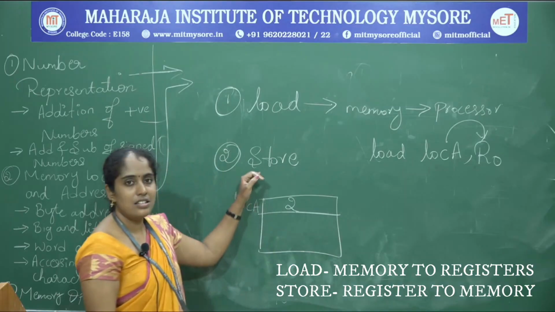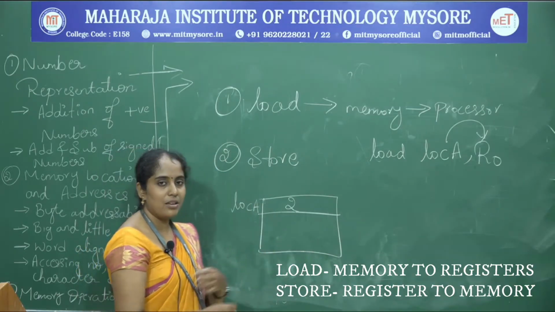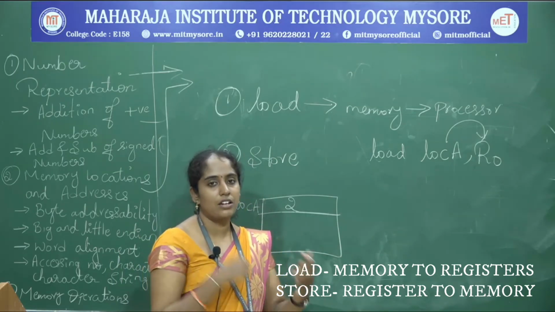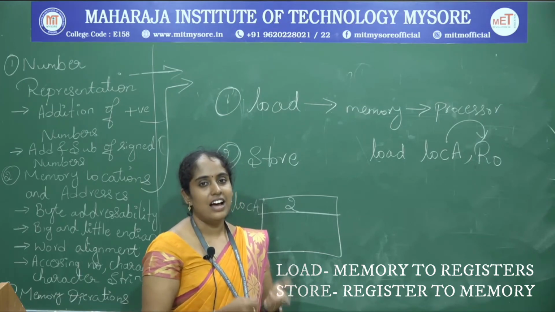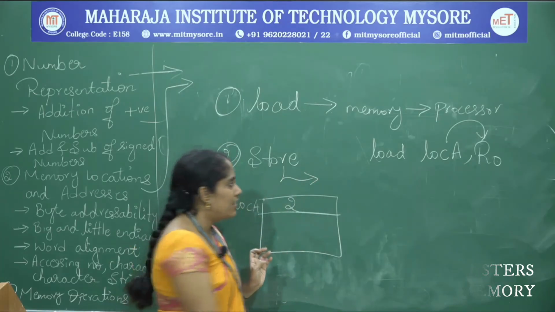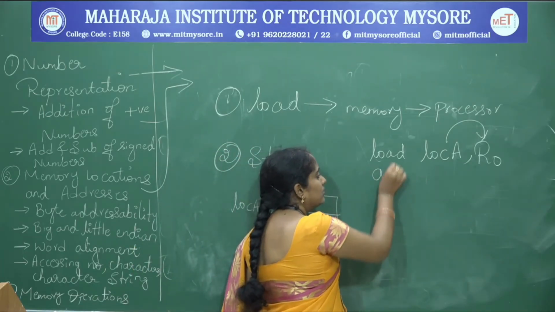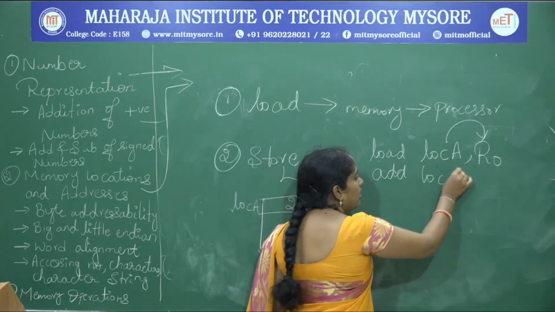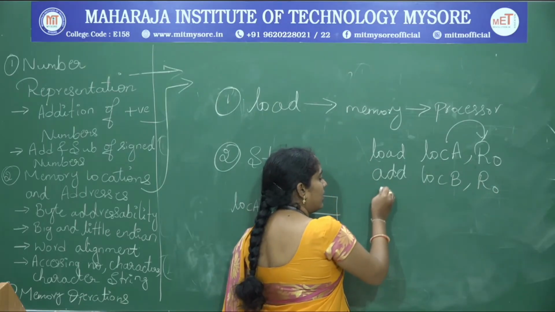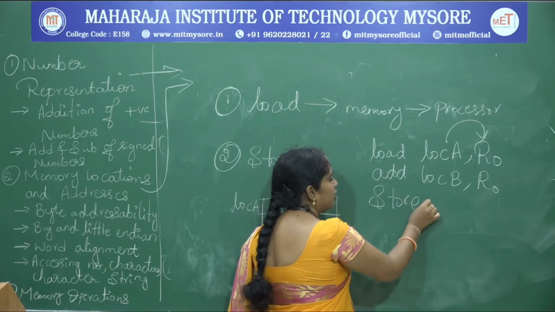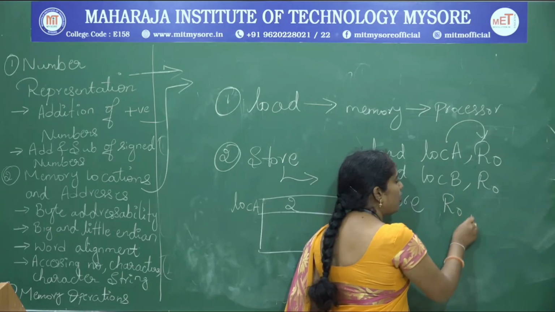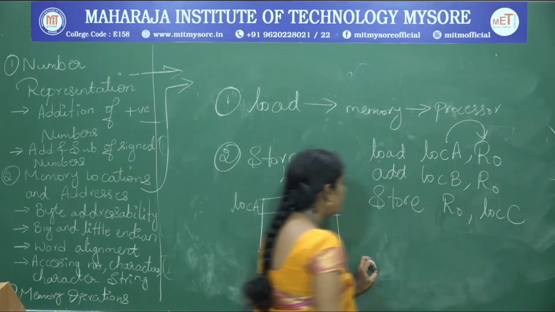Got it? So the next is the store instruction. After completion of the process, the result will be stored back into the memory. For that we need another instruction. That instruction is called store. Say for example, after this, add location B comma R0. After that you need to store the result, the addition of the 2 numbers, in location C. Here, first R0 comma location C.